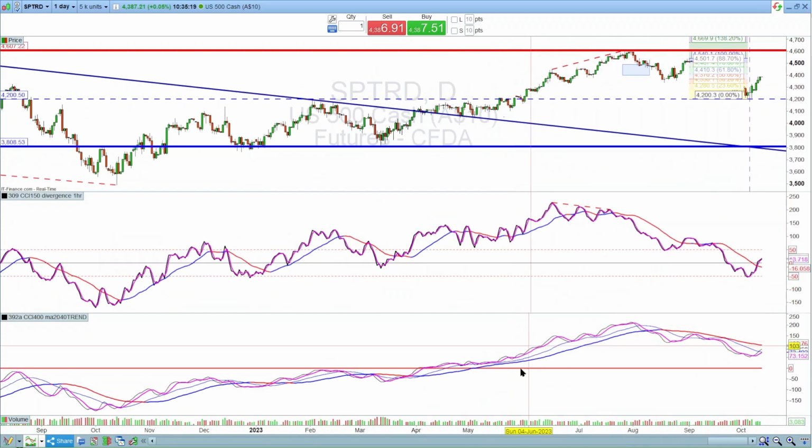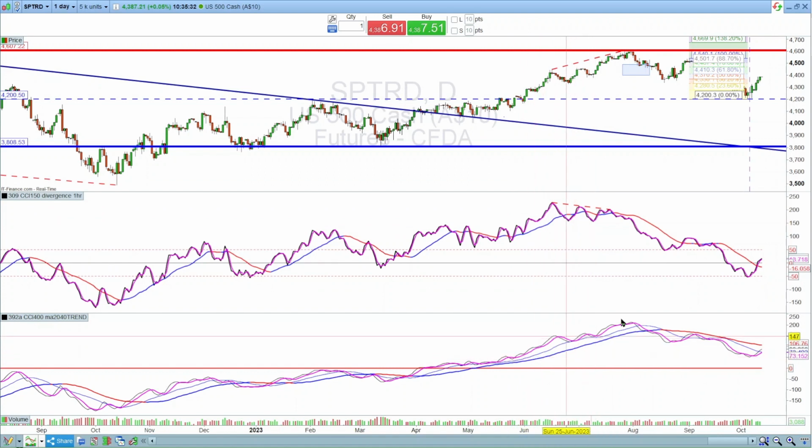Now what I've got down here as well is another CCI 400. This is a slower moving average and a slower moving CCI, and the reason for this is to show the trend. So you can see here this is a lot more volatile, and this is more used for divergence indication.